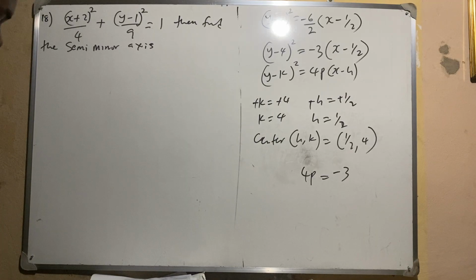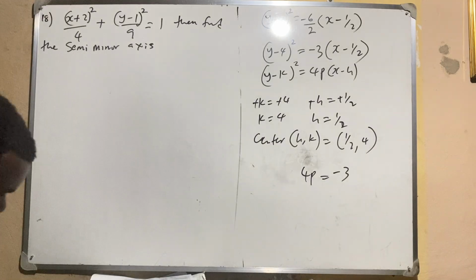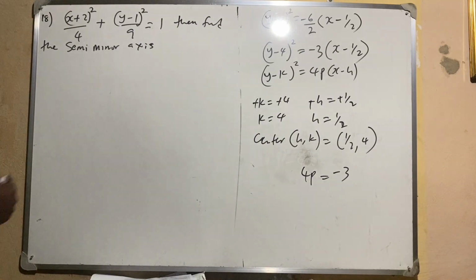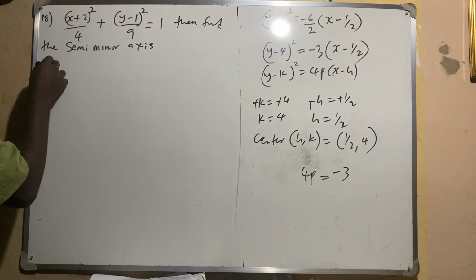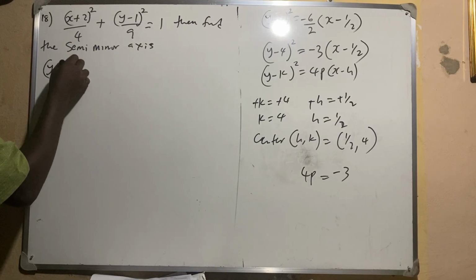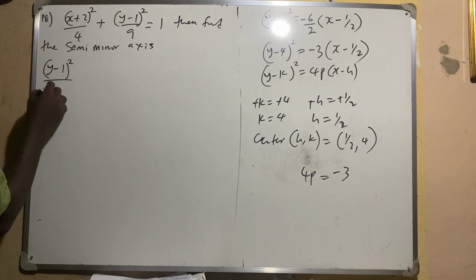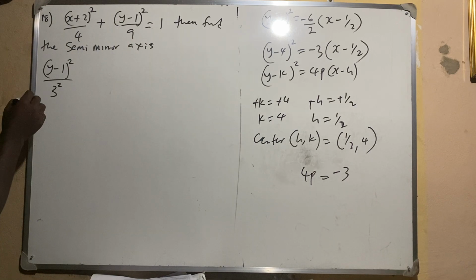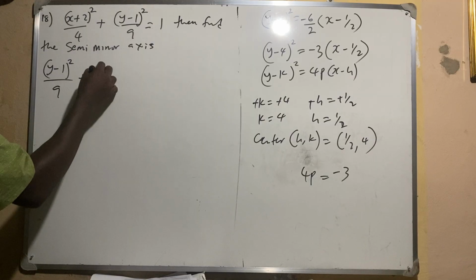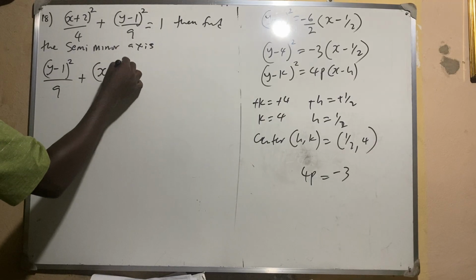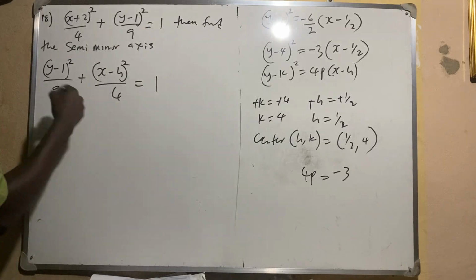Okay, so this is that way. We now have the parabola is going to be in this form. So we're going to take the one that has the bigger one first. So I'm going to have y minus 1 all squared all over 9, plus x minus h all squared all over 4 is equal to 1.